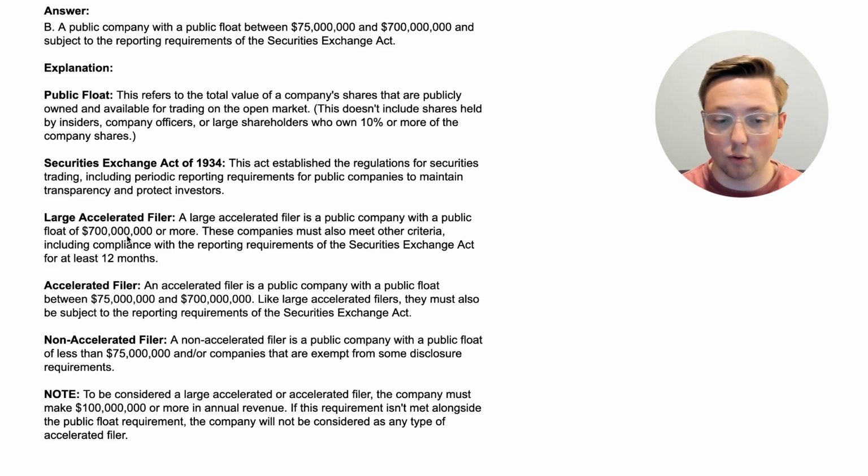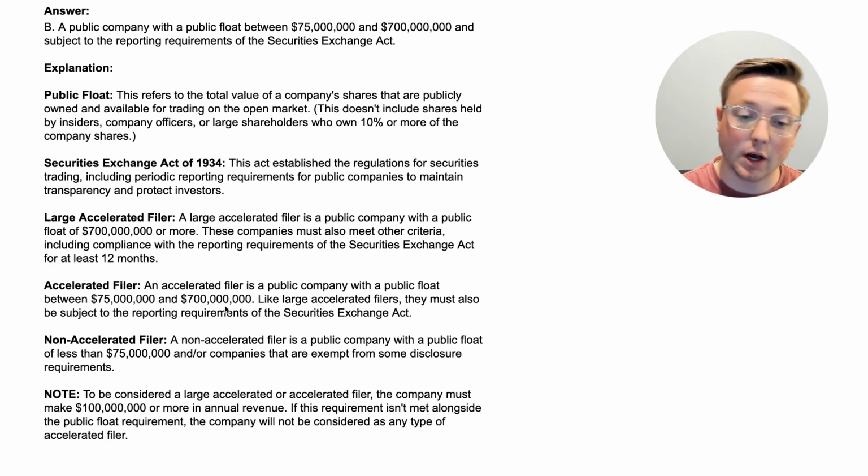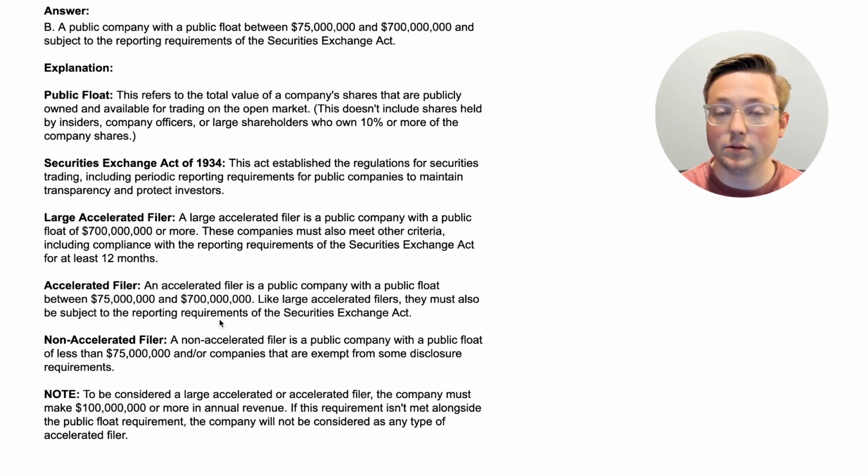Then there's accelerated filers. An accelerated filer is a public company with a public float between $75 million and $700 million, so they're smaller than large accelerated, but they're still an accelerated filer. These accelerated filers are subject to basically the same requirements, or at least very similar requirements.